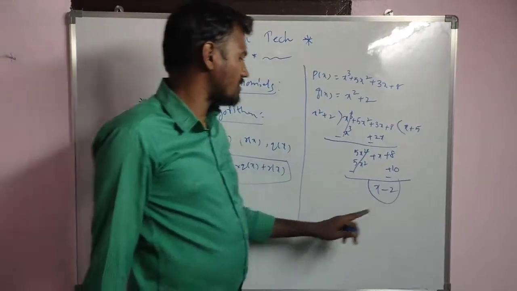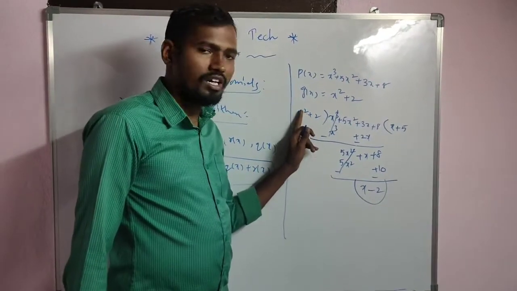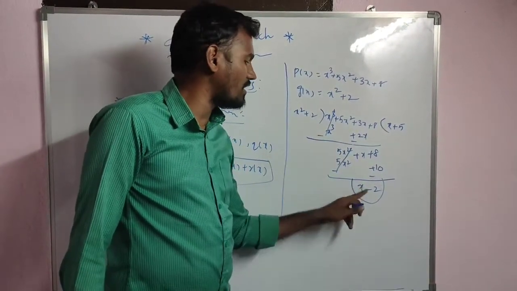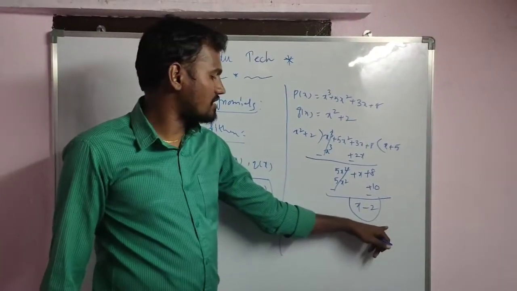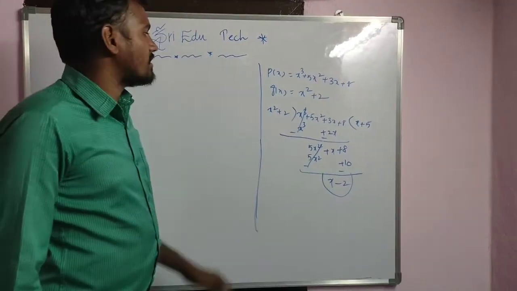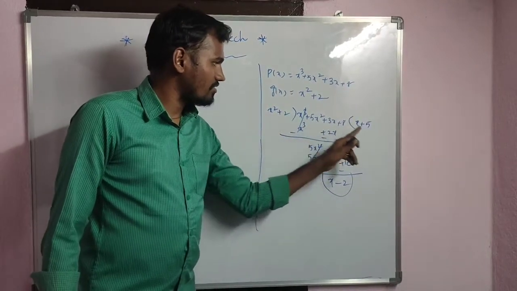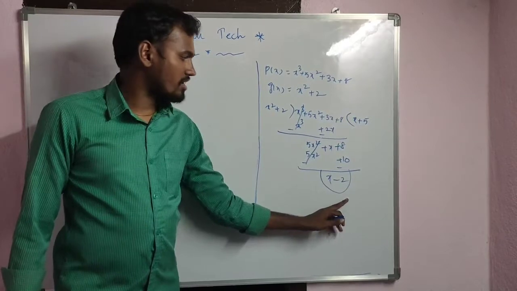Why do we stop here? Because here the power is 2, and here the power is 1, so it is not possible to divide in the next step. So up to here we have to do. This is the answer, x minus 2, r of x. See, this is g of x, this is p of x, this is q of x, and this is r of x.